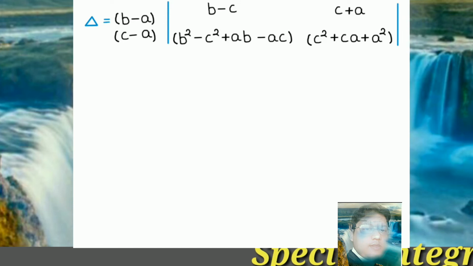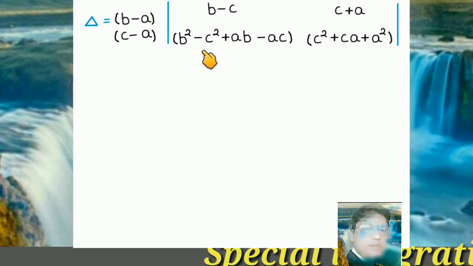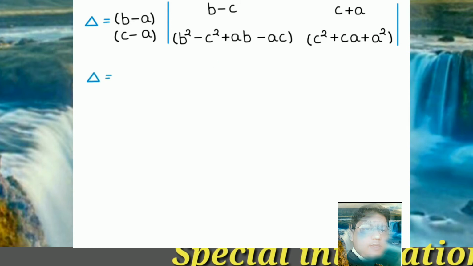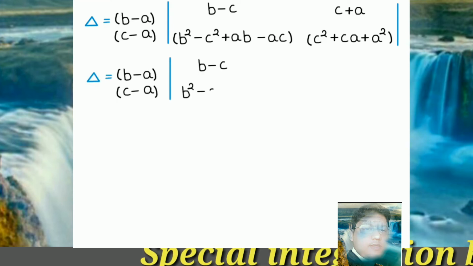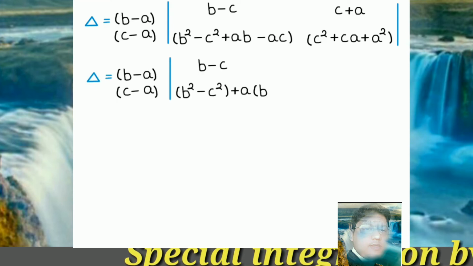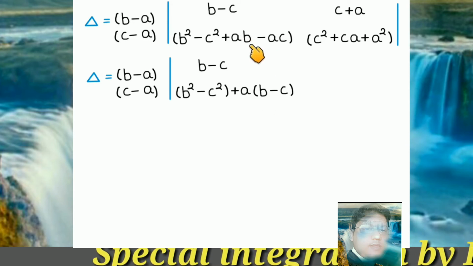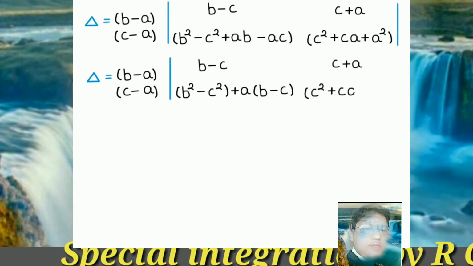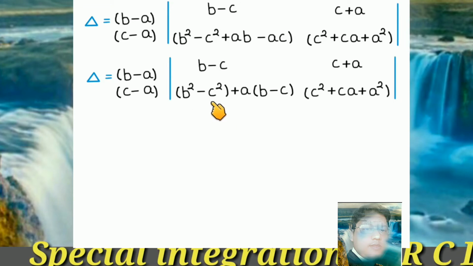Now my dear students, from c1 you can factorize, because you can use the a square minus b square identity. If I use this identity, then b square minus c square, and a can be common, then b minus c, and c plus a, c square plus ca plus a square I have to write as it is.